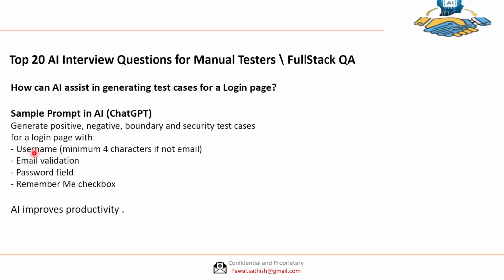Like here, as I mentioned, the username requirement is a minimum of 4 characters if not an email. If it is an email, then email validations apply. Then the password field and the remember me checkbox. Then AI improves the productivity. It quickly gives all the types of test cases: positive, negative, boundary, and security. If possible, we can also provide the login screen.